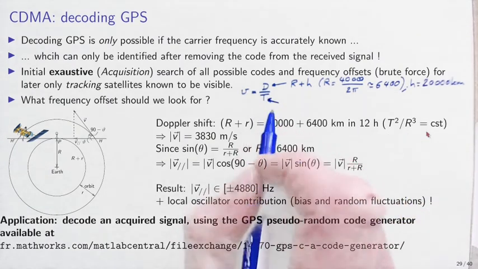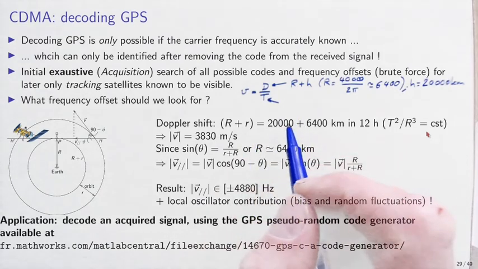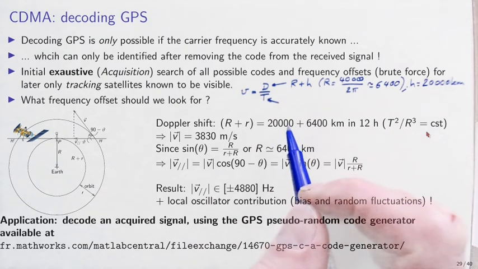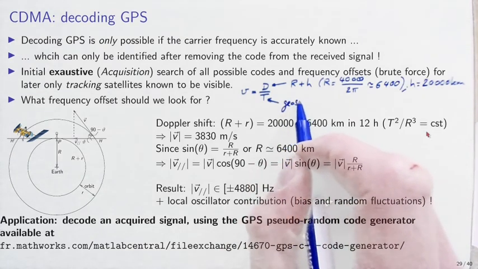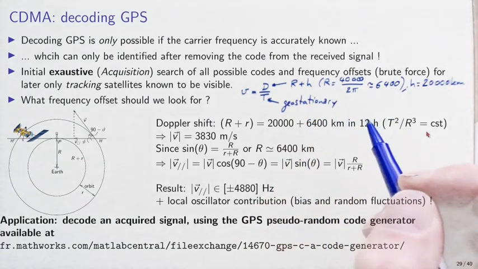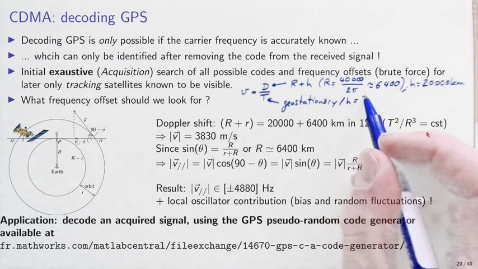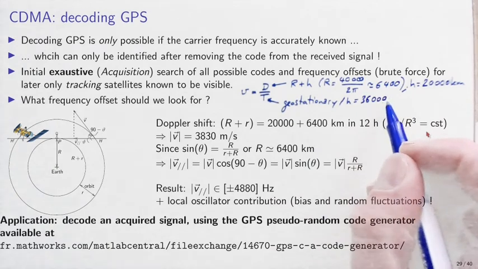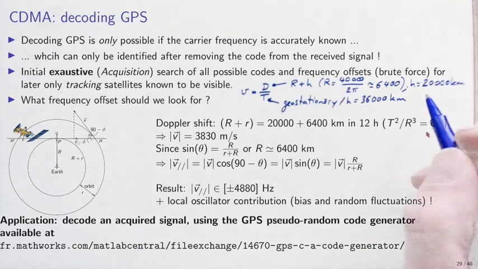The period of a satellite can be found by using Kepler's law. We know that T squared divided by the radius cubed is a constant, which is the gravitational constant. And we know that a geostationary satellite, which by definition is a satellite that always stays at the same position in the sky, so it has a period of 24 hours, is at an altitude h of 36,000 kilometers, so that's the altitude of geostationary satellites.